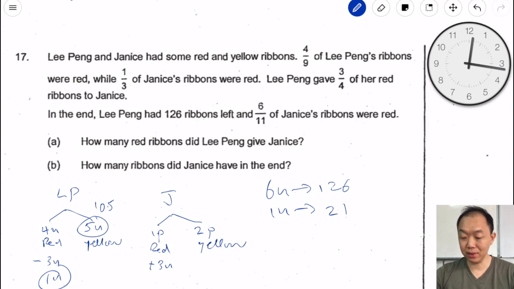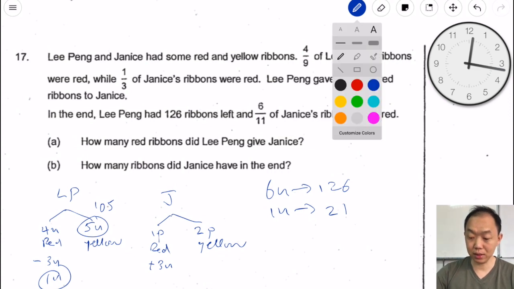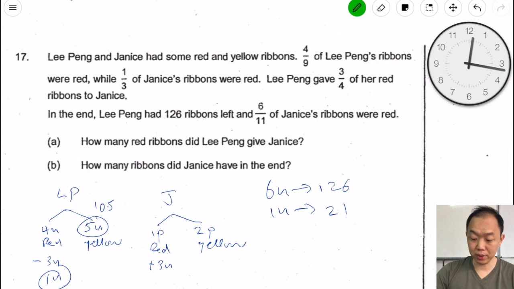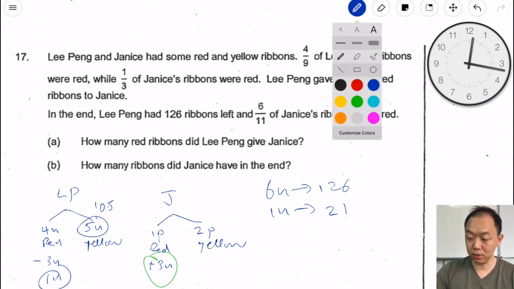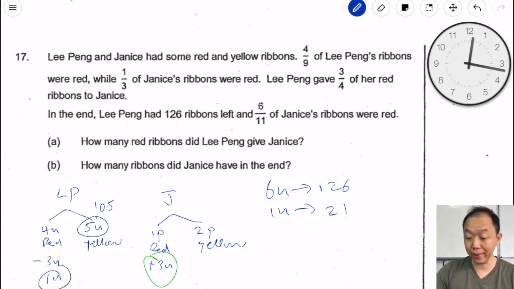And 6 over 11 of Janice's ribbons were red. 6 out of 11 of Janice's ribbon. How many red ribbons did Li Ping give Janice? So we can answer the first part because the information is right here. 3 units were given and we know that 1 unit is 21. So 21 times 3 equals 63. Alright, so this is the answer for part A.